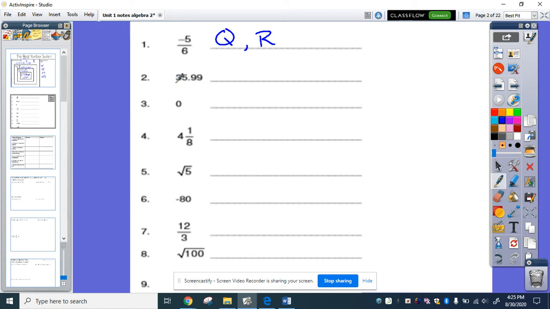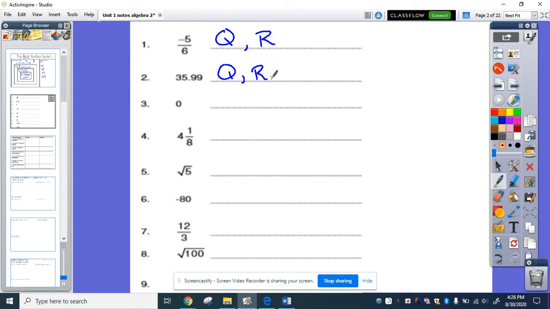Same thing happens here with 35.99. Well, 35.99, this is what we call a finite decimal. It ends right here. Well, that means that this can, in some way, shape, or form, be expressed as a fraction. So that means we're still looking at a rational number. And if it's a rational number, automatically it's a real number.